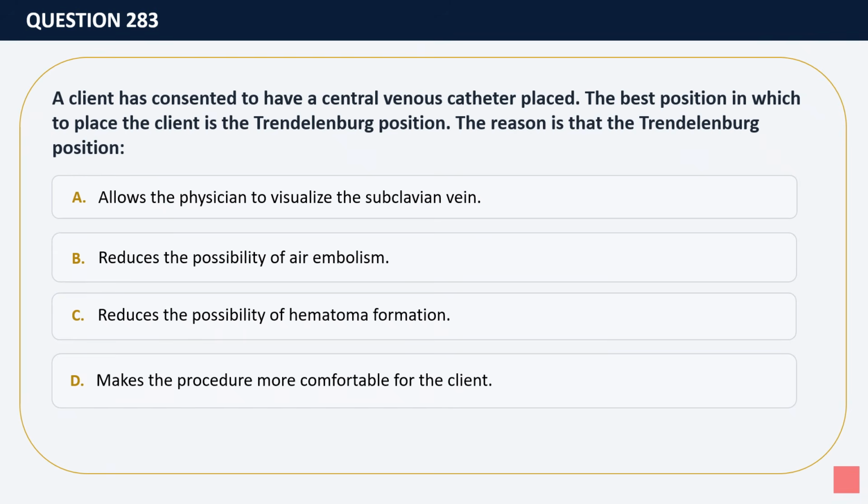Question 283. A client has consented to have a central venous catheter placed. The best position in which to place the client is the Trendelenburg position. The reason is that the Trendelenburg position: A. Allows the physician to visualize the subclavian vein. B. Reduces the possibility of air embolism. C. Reduces the possibility of hematoma formation. D. Makes the procedure more comfortable for the client.